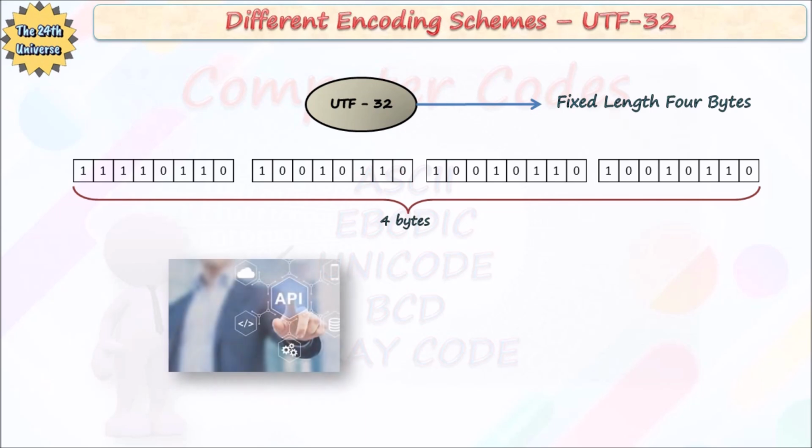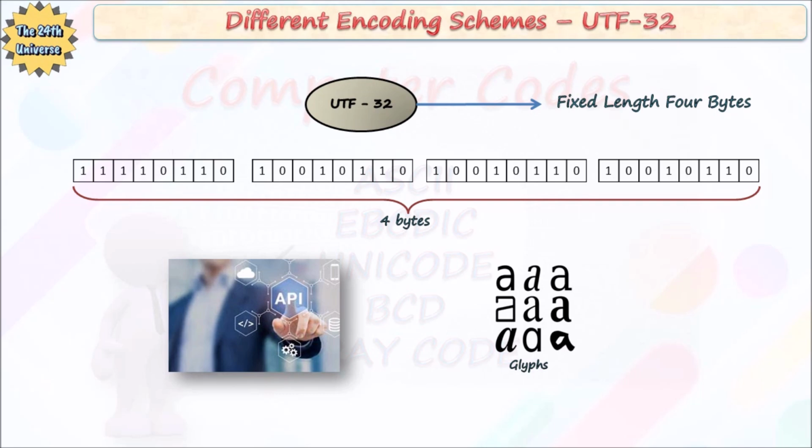On the other hand, UTF-32 is fixed at 4 bytes. The main use of UTF-32 is in internal APIs where the data is single code points or glyphs rather than strings of characters. A glyph is the specific shape, design or representation of a character. API is Application Programming Interface.